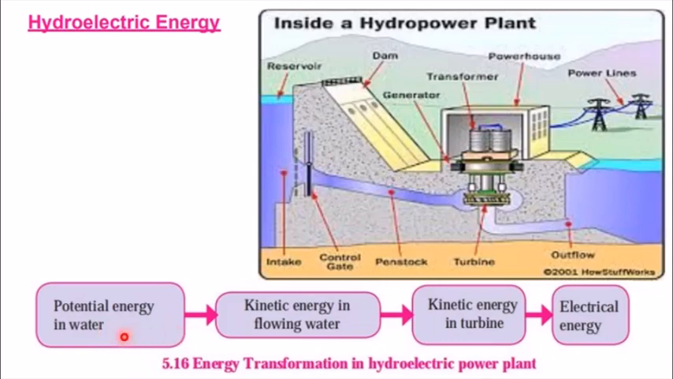The potential energy of water gets converted. Potential energy is when the water is stored in the dam. When it is flowing, it gets converted into kinetic energy. And then when the turbine starts to move, the kinetic energy, anything that is moving has kinetic energy. And because of the turbine in the generator, electricity can be generated.